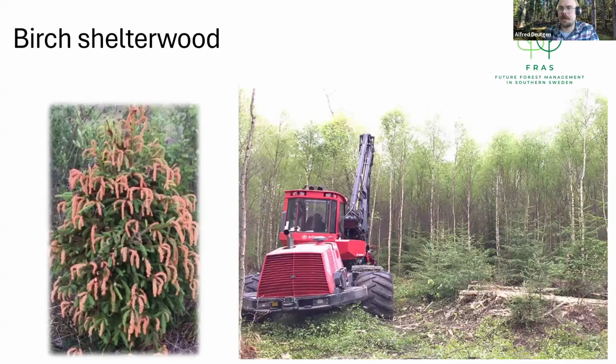Birch can also be used for shelter wood, similar to what's in Canada, but instead of aspen, it's birch, and it has been traditionally used for preventing frost damage on spruce. So if you have a frost damage area, this can be used in that way, and that can also generate pulpwood and biomass when you then remove the shelter wood.